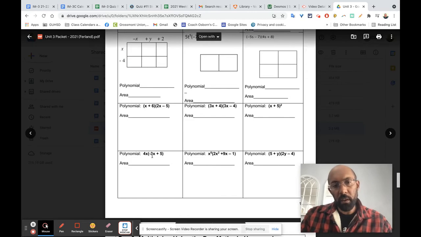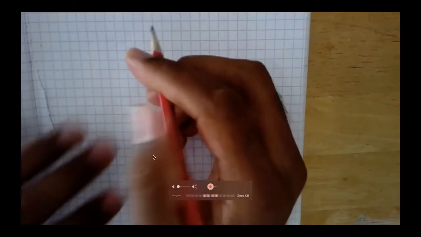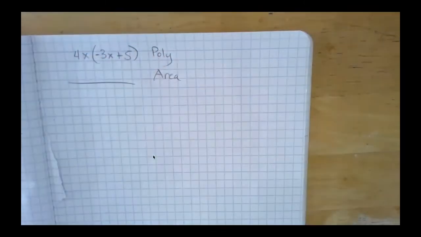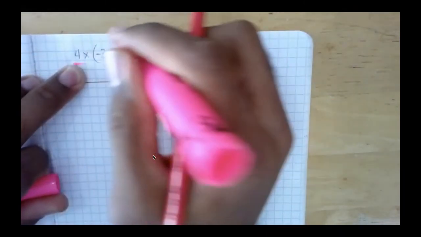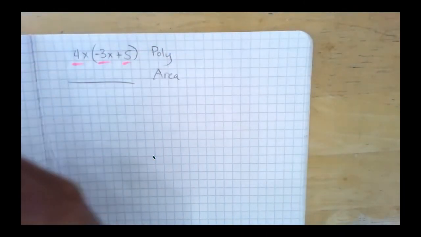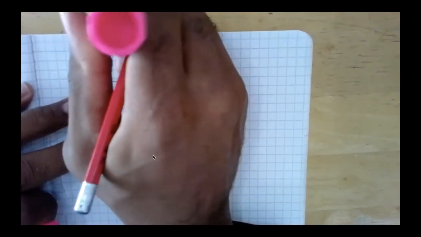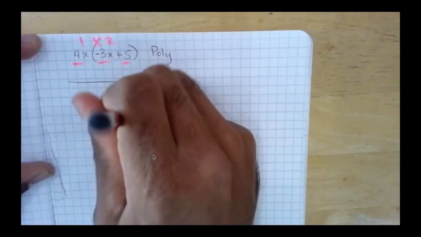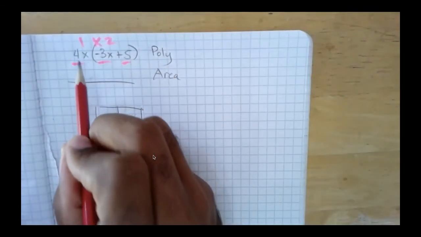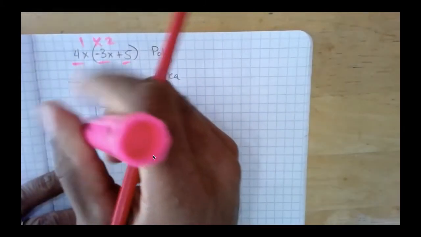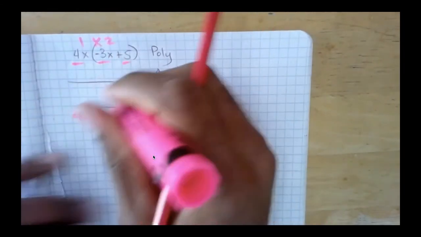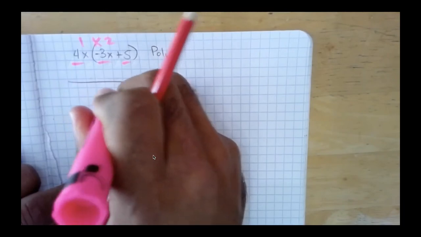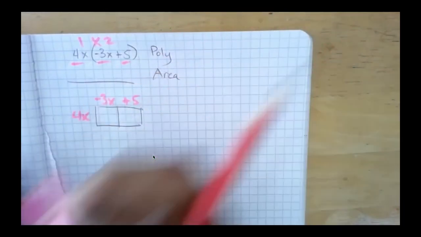Okay, the next one, 4x times 3x minus negative 3x plus 5. All right, so now this is a little different. Notice that we don't have two numbers in front. We only have 1, and we have 2 here. So this is going to be a 1 by 2 box. So this literally is just one row, 2 columns. Okay, the number that's singled out by itself, that will go here on the side. And then the two numbers that are together, those will go in the 2 spots above your box.